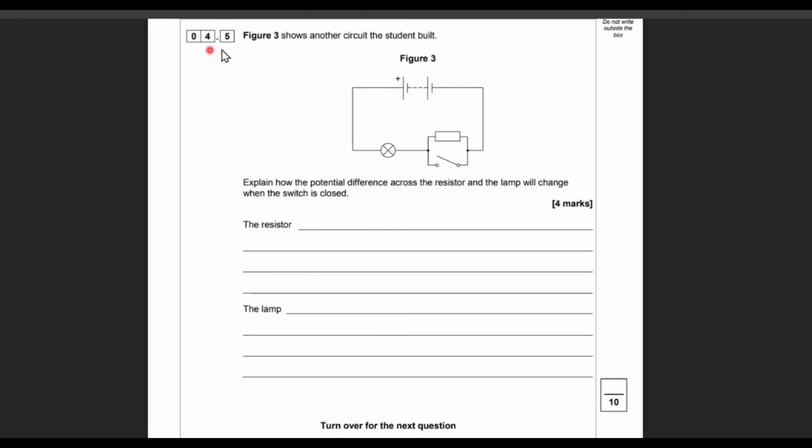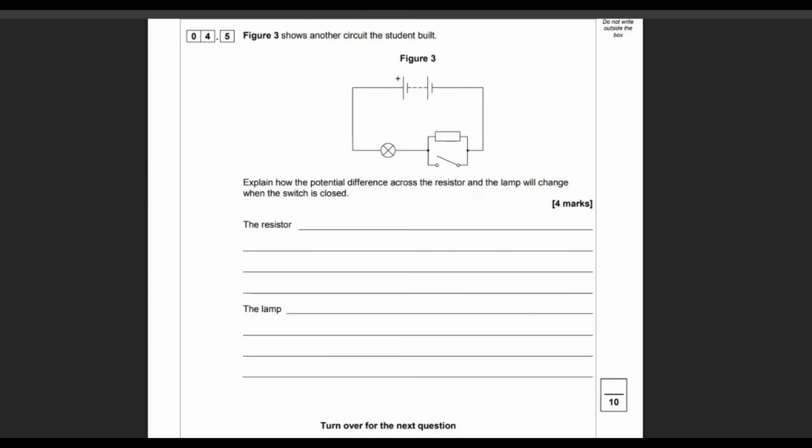So what we want to do here, 4.5: Figure 3 shows another circuit the student built. You can see we've got two batteries, we've got a filament lamp, we've got a resistor, and we have a switch in parallel to the resistor. Explain how the potential difference across the resistor, which is this, and the lamp will change when the switch is closed. Again, this is testing us a little bit on our circuit rules.